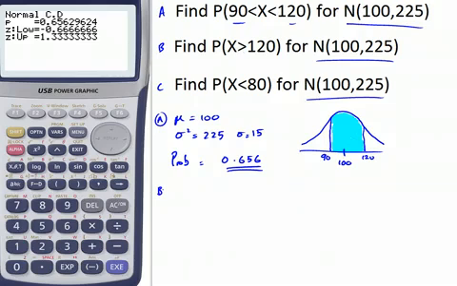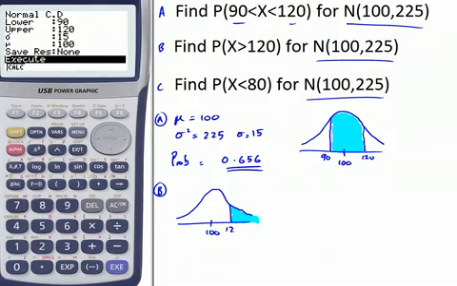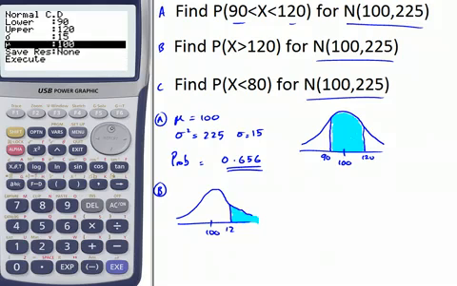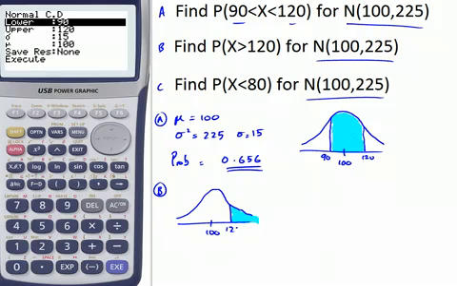For B, the diagram is going to look something like that. We've got 120 and we're looking to collect or find the area in the top end there. Well, if we go back to the same routine, we've already got plenty of the data in here. This time our lower end will be at 120, which I've forgotten the 0 there. Our lower end will be at 120.